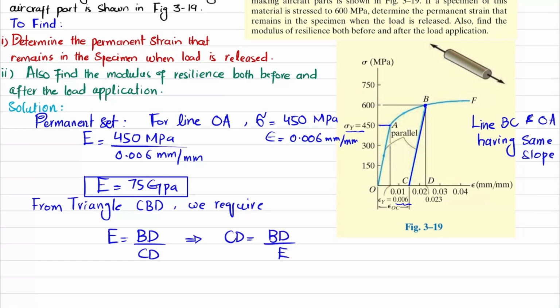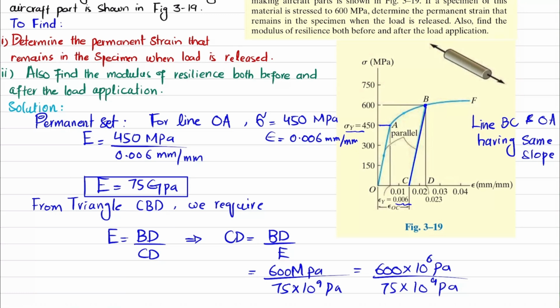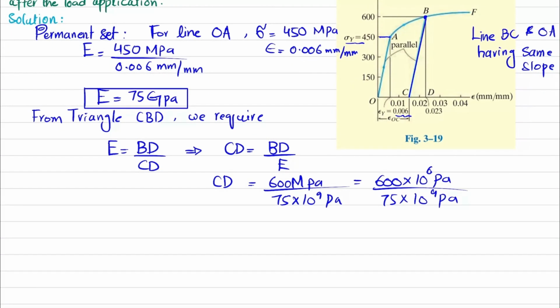Now BD is equal to how much? BD is 600 megapascal divided by E, where E is 75 gigapascal. So I can write 75 into 10 raised to power 9 Pascal, and you can also write this in Pascal, 10 raised to power 6 Pascal divided by 75 into 10 raised to power 9 Pascal. That will give you CD. Okay, so when you calculate, you will get CD comes out to be 0.008 millimeter per millimeter.